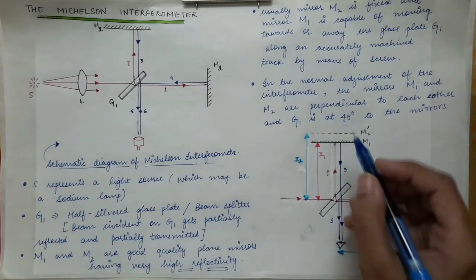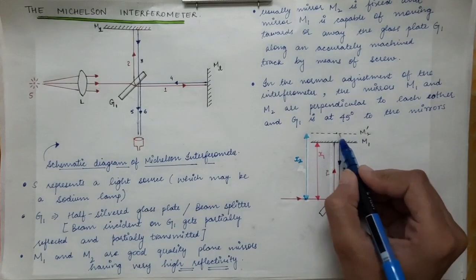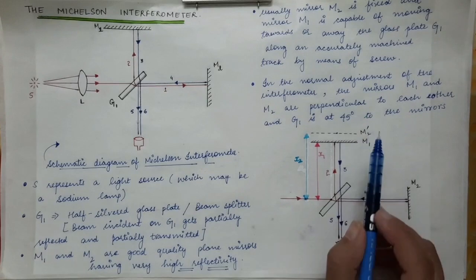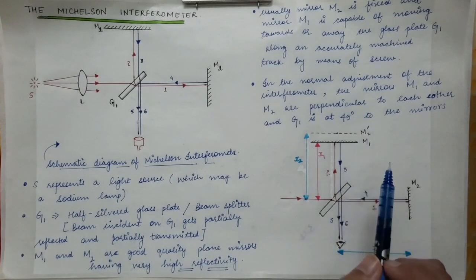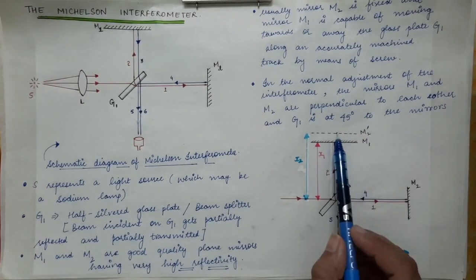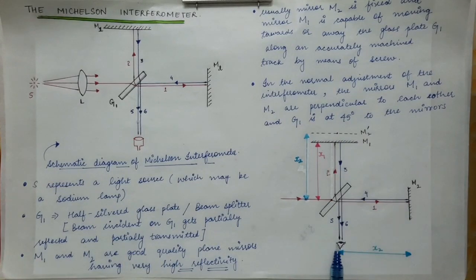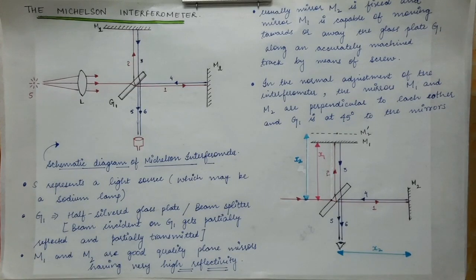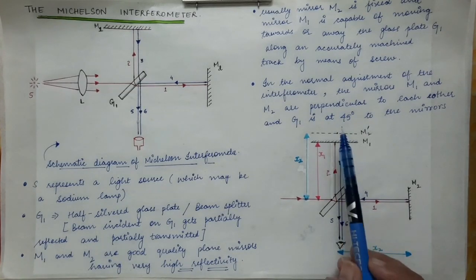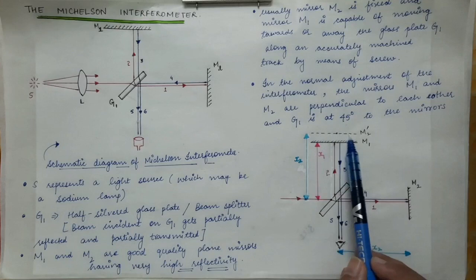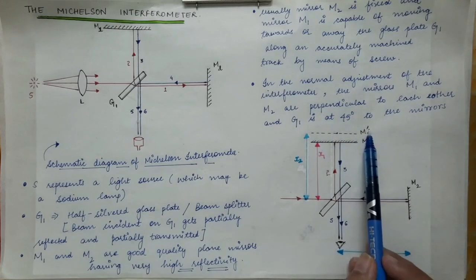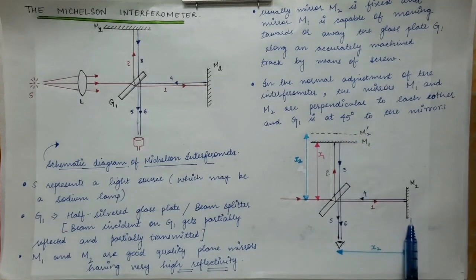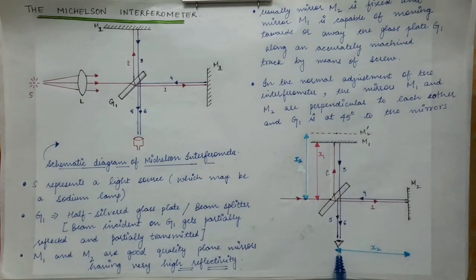So this ray 5 will appear to the naked eye as if it is coming from M2 prime. To the naked eye, it will appear that the ray is coming from this point and not from this point, because for the human eye light travels in a straight line. So ray 5 will appear to be coming from the points on M2 prime. So M2 prime will be the virtual image of mirror M2 which will be seen by the eye.